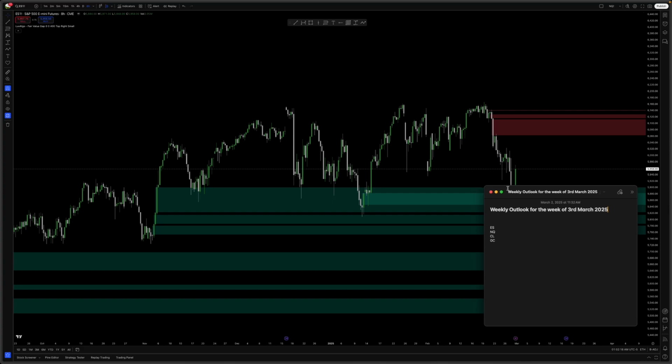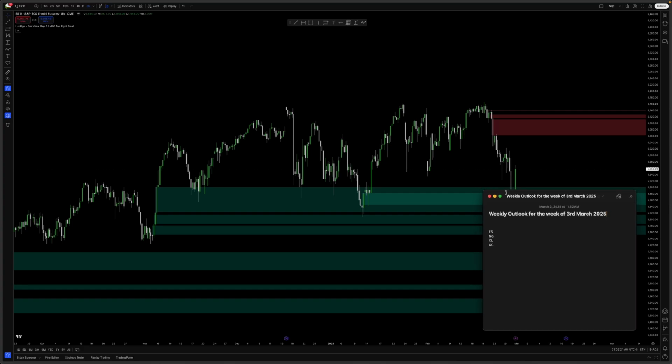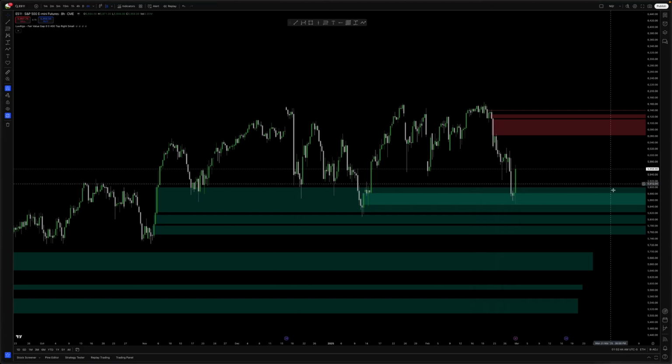And the reason I'm making this is just to see what I'm looking for in the upcoming week. So first, this is the order we're going to go in. We're going to take a look at ES first, this S&P 500, this NASDAQ 100, this is crude oil, and finally our favorite, gold. So let's get into ES first of all.